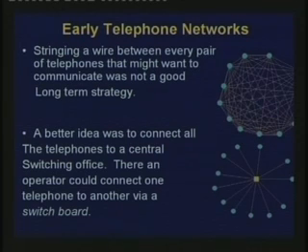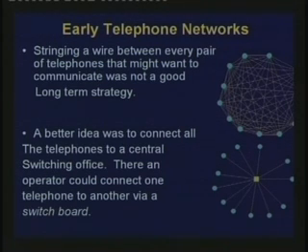As you can see, very soon we have a veritable jungle of wires, and of course it is costly and it is very difficult to manage. Even at the subscriber end, you cannot handle so many wires coming into your premise. So, a better idea was to connect all the telephones to a central switching office. There an operator could connect one telephone to another via a switchboard. That is the next figure that you see, where the number of wires have come down.